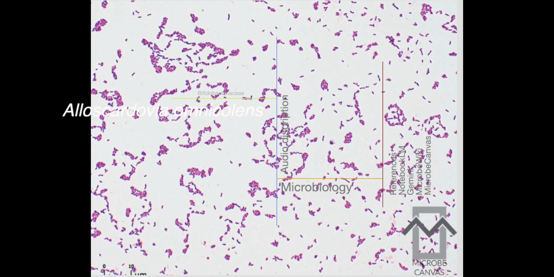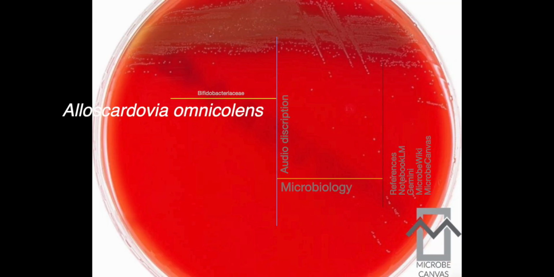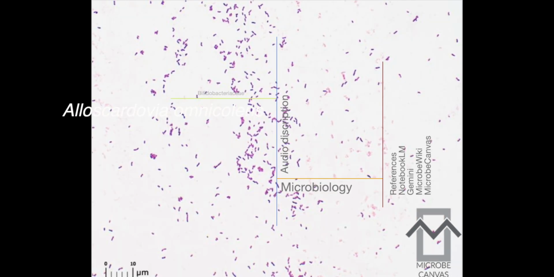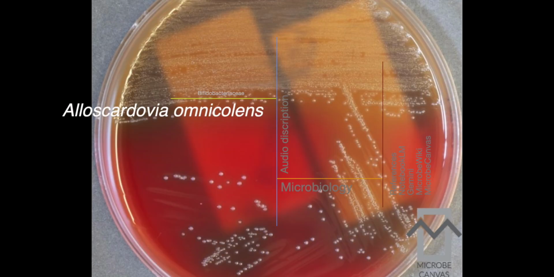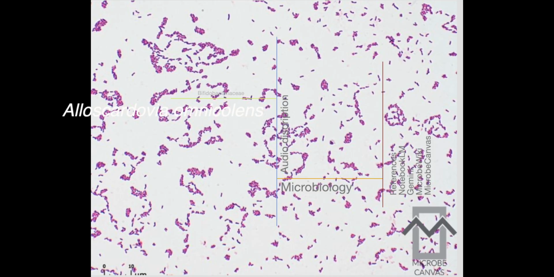Well, it's a gram-positive bacterium, and it belongs to the Bifidobacteriaceae family. Bifidobacteriaceae. Wait, isn't that like the good bacteria family, the yogurt superstars? It is, and that's what makes Alloscardovia omnicolens so fascinating. Okay, I'm intrigued. So we've got this bacterium with a good family pedigree, but is it living up to the reputation? Well, that's where things get a bit more complex.